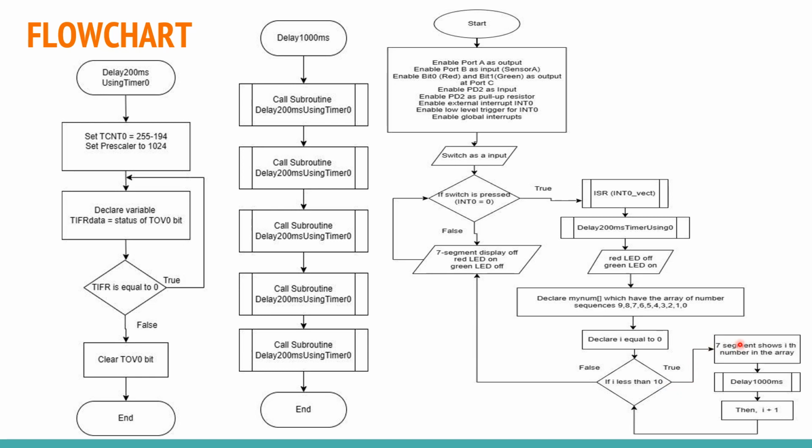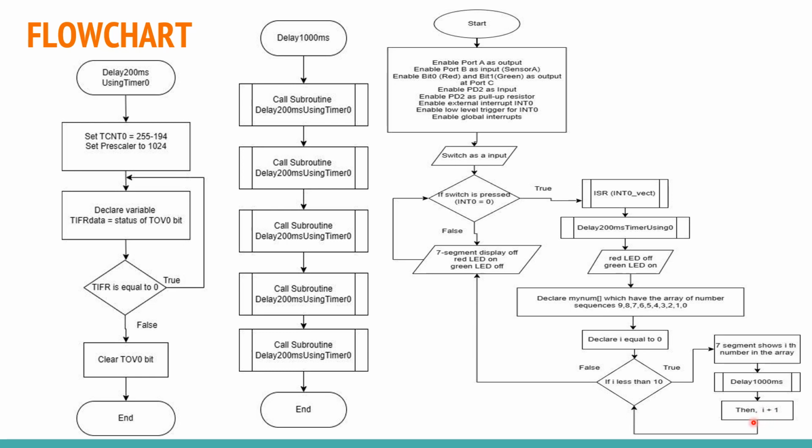If it is true, then the 7 segment will show the I-th element, which represents the sequence of numbers in the array. For example, if I equal to 0, the 7 segment will show 9. If I equal to 1, it will show 8. If I equal to 2, it will show 7. And so on. After this process, a subroutine called delay 1000 ms will be called, and I will be increased by 1.